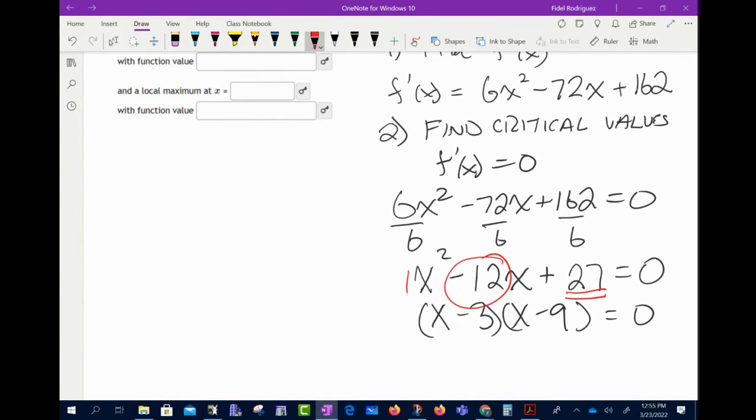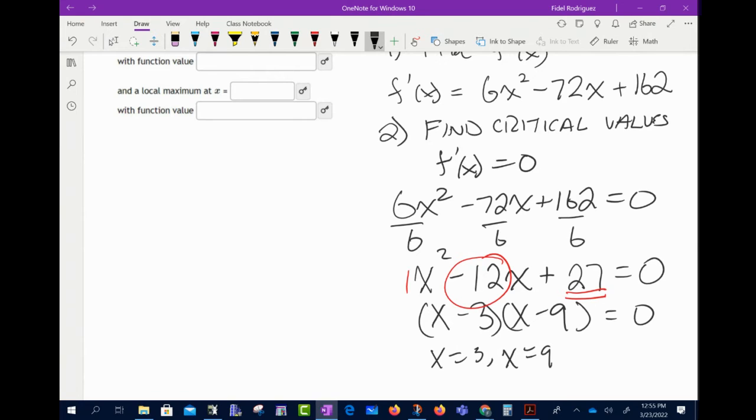If you switch the placement of 3 and 9, well, what do we do from here? What's the next step when I'm solving? Set each part equal to 0, right? So if you set each part equal to 0, don't you still get the same numbers? Don't you still get positive 3 and positive 9? Right? So which one do you put first, second? It doesn't matter.